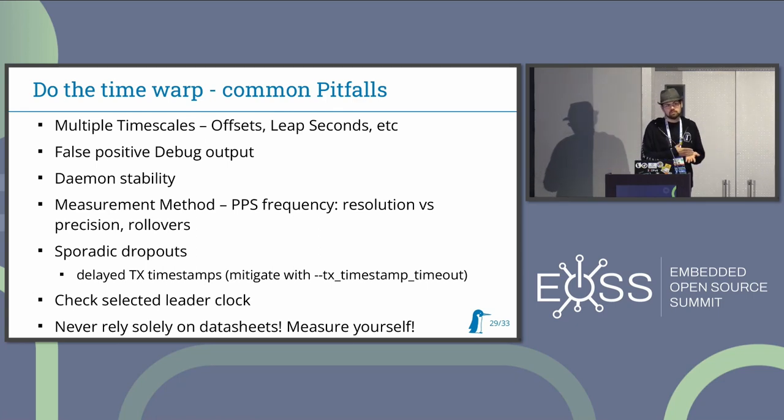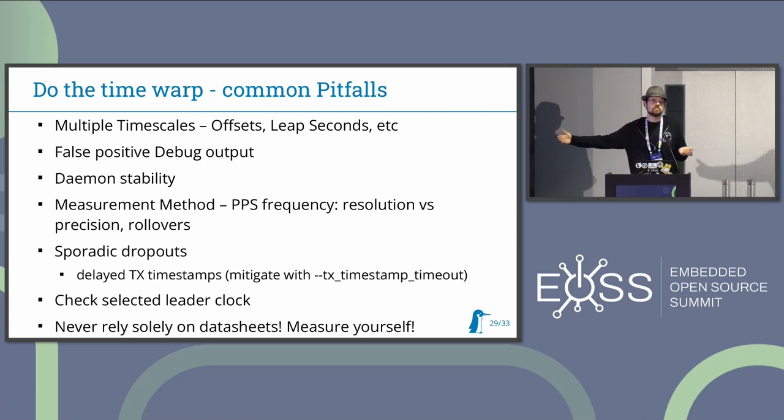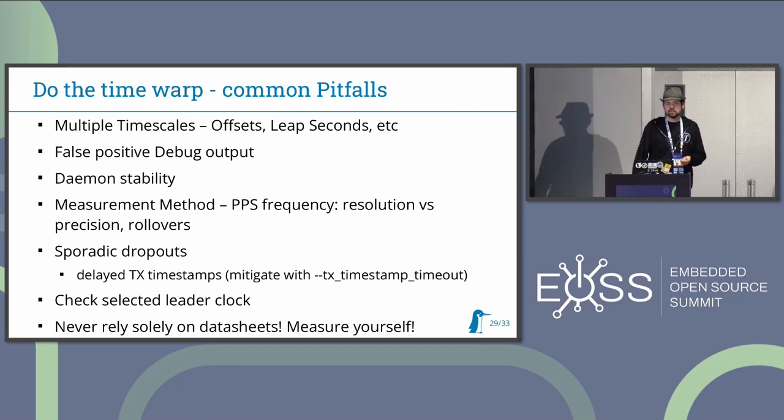For the measurement method, you have to choose if you run one pulse per second or like 100 pulses per second. With more pulses, you usually have a better measurement because you take more samples over time, but you can only detect errors up to a hundredth of a second, because then you will roll over. And if you have a larger delay, you won't notice. So you will probably want to check both of them.